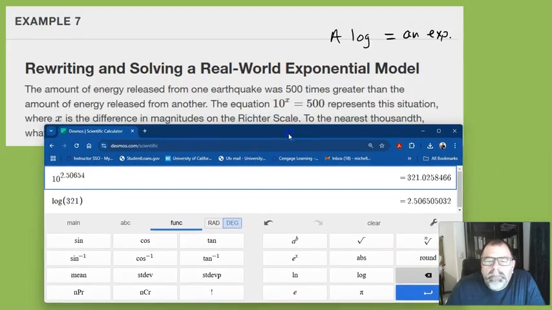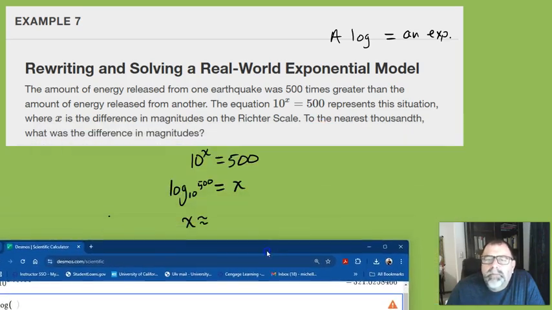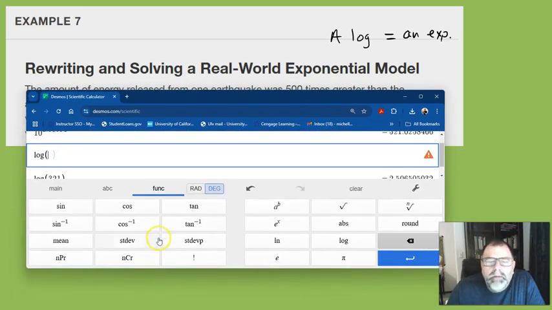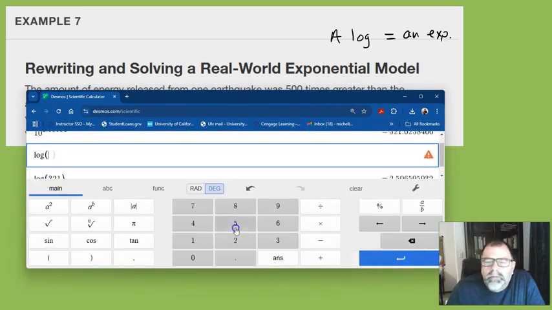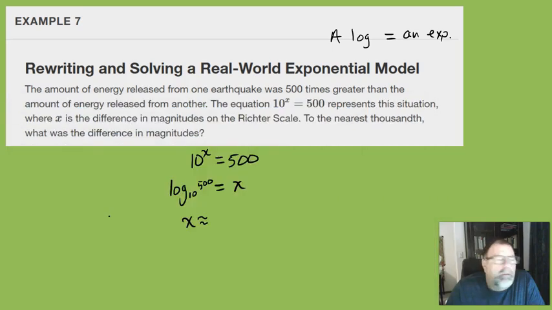We're going to type this in. Again, you can just hit log, and it was log base 10, which is the common log, 500, and that equals 2.69. How many places do we want? 3 decimal places. 2.699.